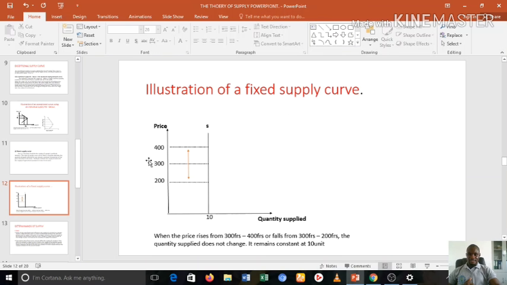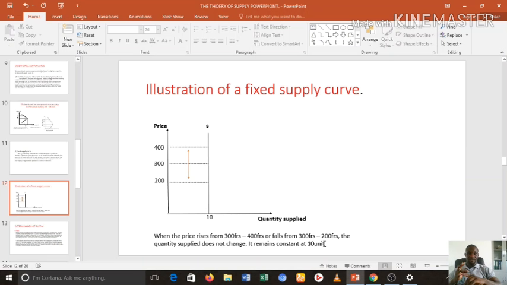Realize that this is the market price, 300. So even if the price increases to 400 or falls down to 200, realize that what? Supply remains constant at 10. When price rises from 300 to 400 or falls from 300 francs to 200 francs, the quantity supplied does not change. It remains constant at 10 units. All right. So we'll look at the two scenarios. We have said exceptional supply curve. For the exceptional supply curve, there are two factors.